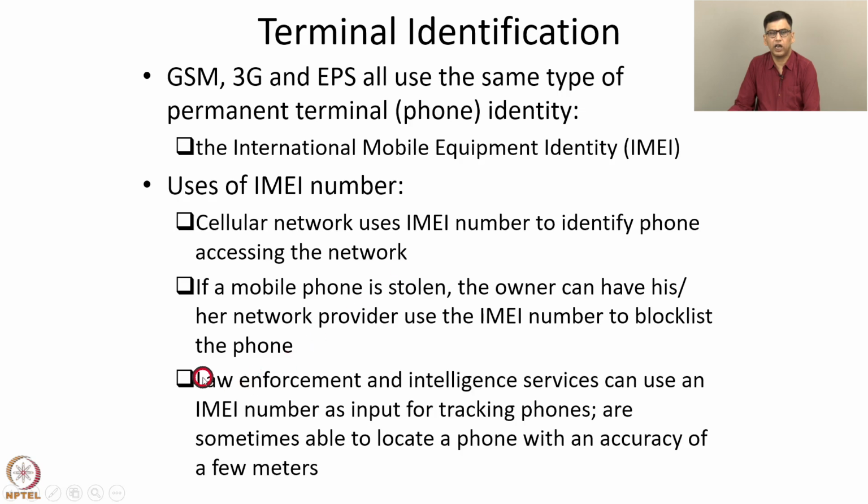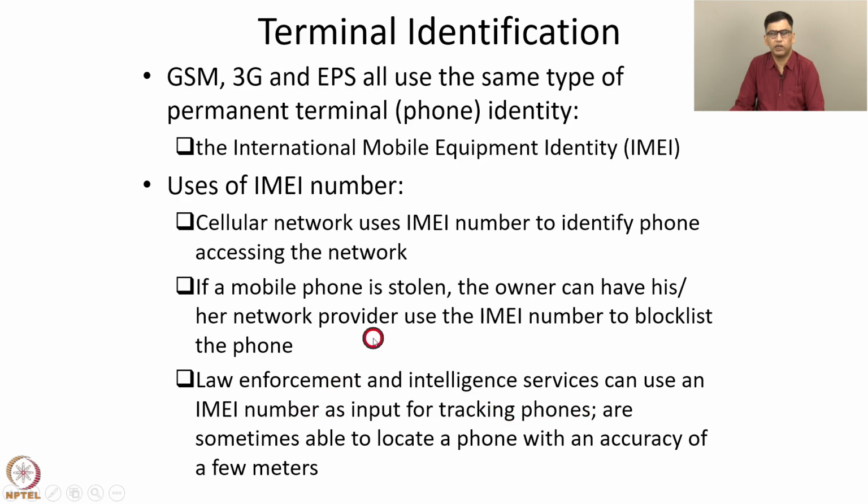Another application of the IMEI is that law enforcement and intelligence services can use an IMEI number as input for tracking phones. So using the IMEI number that the phone sends to the network, these services can track phones, and this tracking can be very accurate. These services can sometimes locate a phone with an accuracy of as high as a few meters.